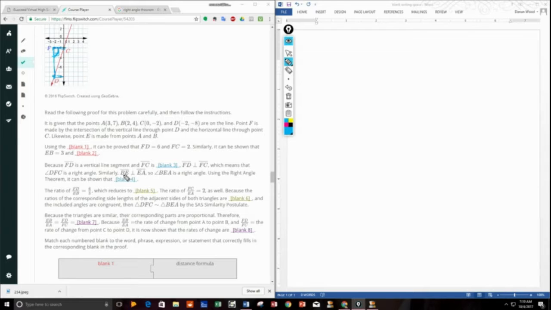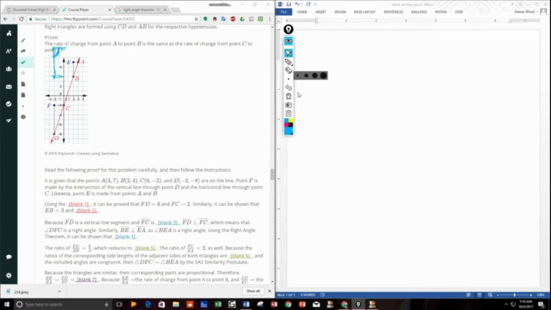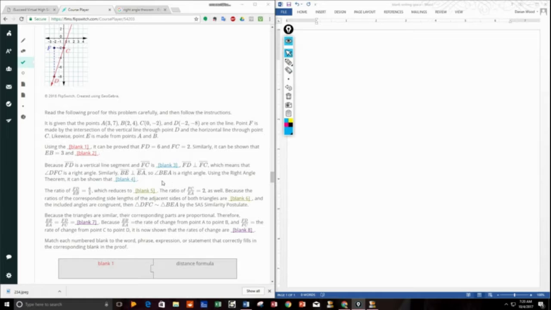And similarly, BE is perpendicular to EA, so angle BEA is a right angle. And using the right angle theorem, it can be shown that blank. Well, what angles were they talking about? They were talking about angle DFC and angle BEA. Since they're both right angles, that means they are congruent to each other. So let's look for it can be shown that they're congruent.